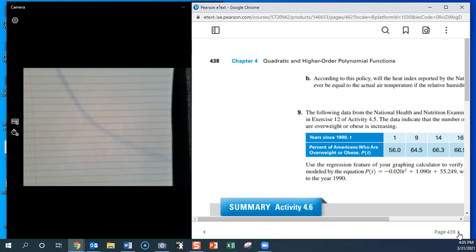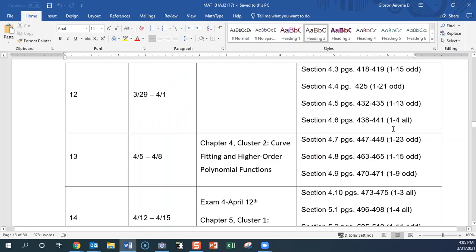So we need to go to page 438. Okay, now looking back here, we have problems 1 through 4. What I'm going to do is just do problems 2 and 4, and then you will be responsible for 1 and 3 as well. You will need to turn in all of the problems to me, but you will do 2 and 4 on your own, and you can send me any of your questions.